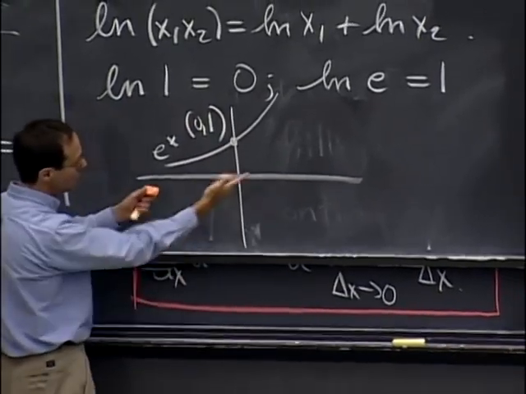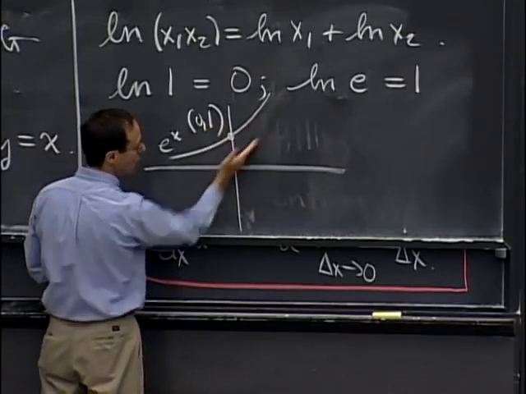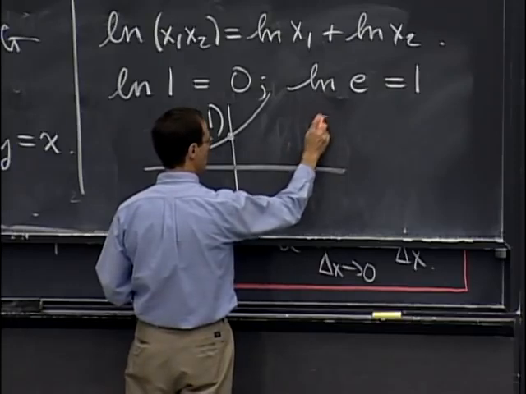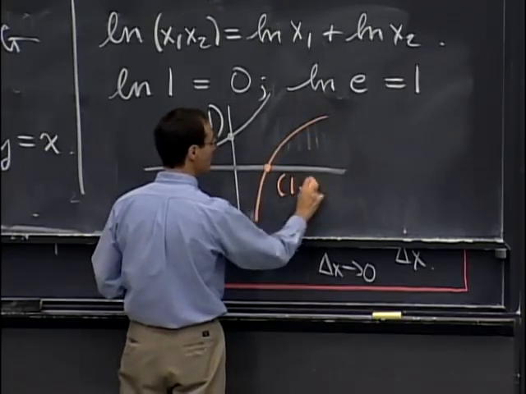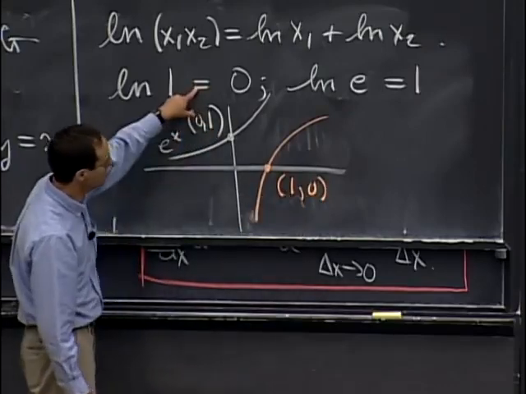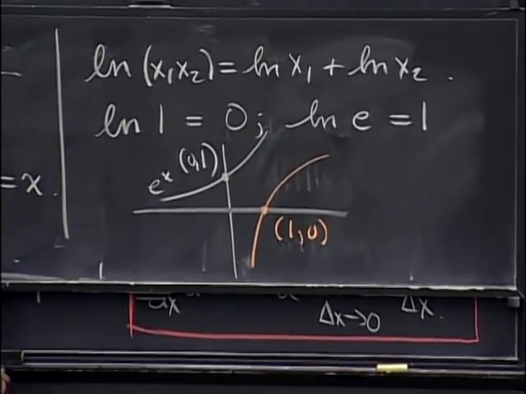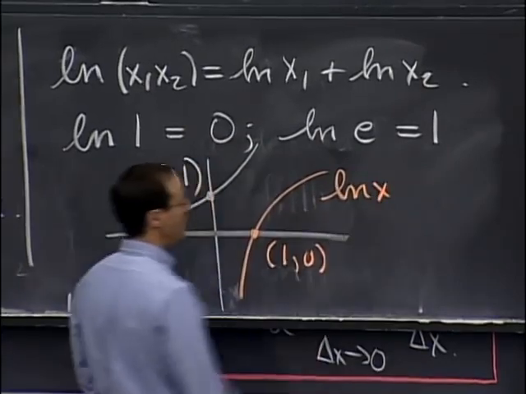And now, in order to figure out what the inverse function is, I have to take the flip across the diagonal x equals y. So that's this shape here, going down like this. And here's the point 1, 0. So 1, 0 corresponds to this identity here, that the log of 1 is 0. And notice, so this is log x, the graph of log x.